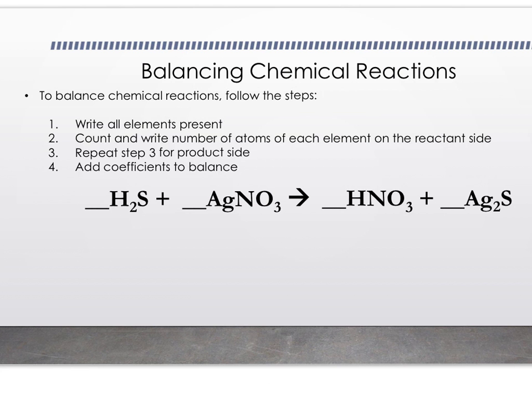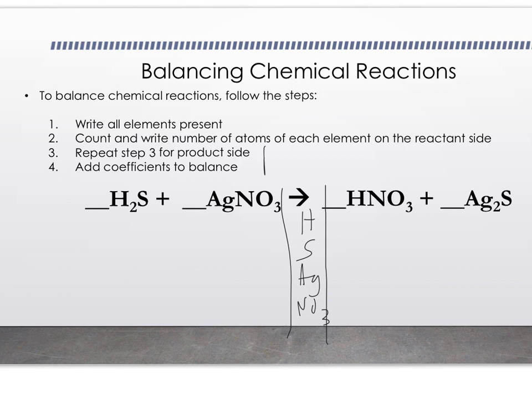So to balance chemical reactions, we use coefficients. And the first thing that you have to do is write all of the elements present in the chemical reaction. So I make my divider right underneath the arrow, and I write all the elements that are listed. So I have hydrogen, I have sulfurs, I have silvers or Ags, and I'm going to keep my polyatomic together, my nitrate, my NO3.